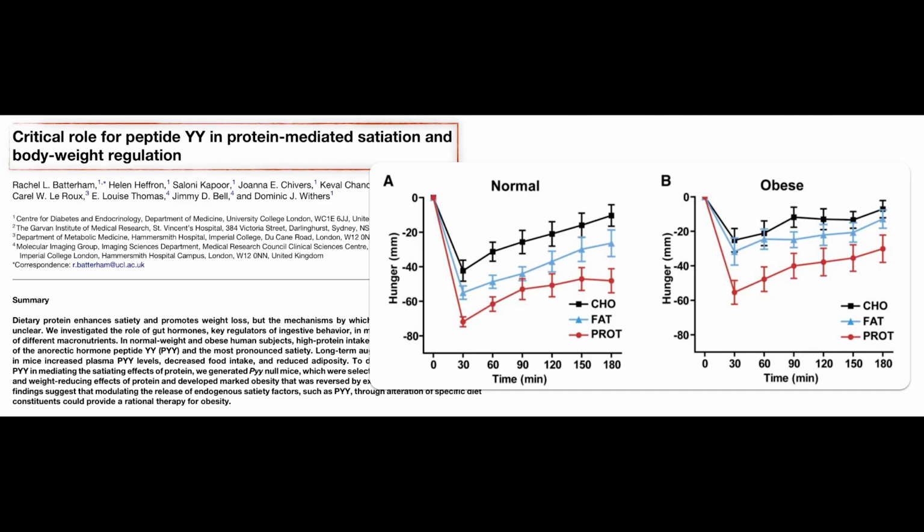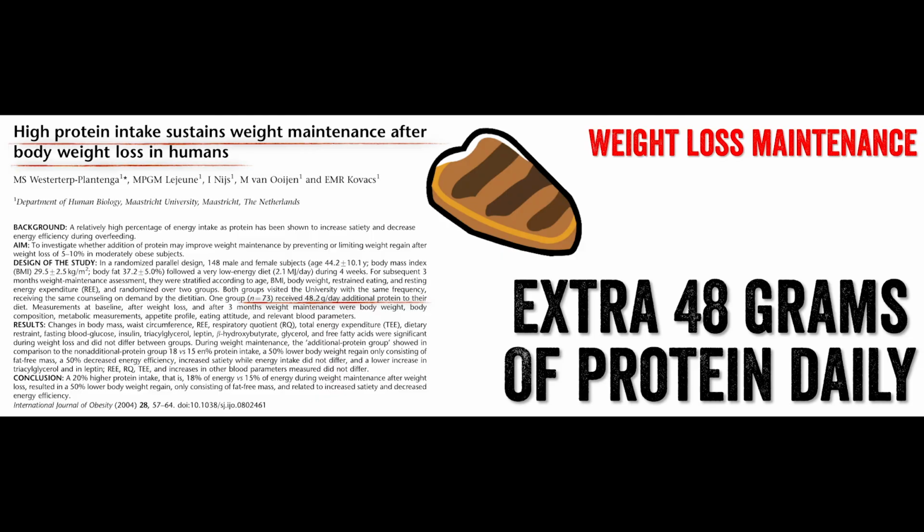Here's a look at actual satiety hunger scores with the 3 macronutrients. The red line here is protein in lean and obese people, and these hunger scores are the lowest in protein, fat was second, carbs were the worst, of course. What about weight loss maintenance?